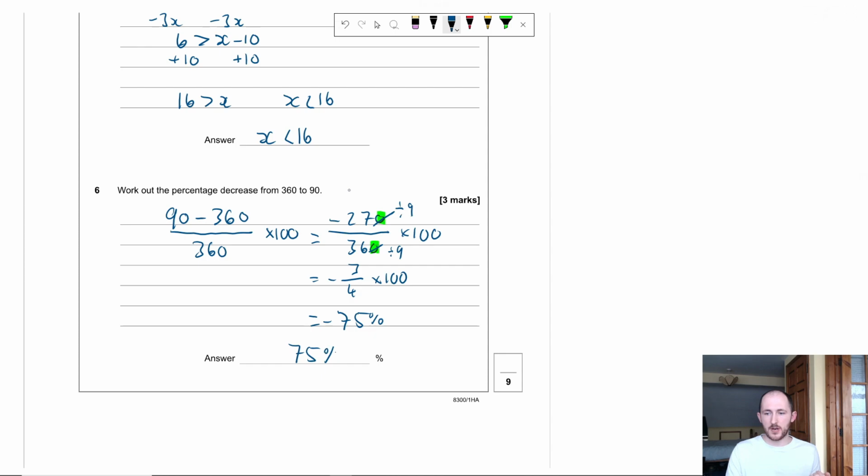If you want another way to change this fraction into a percentage, I personally times by 100. The other way you could do it is just make the bottom equal to 100. So if that's your preferred method, you would have 3 over 4. How do I make that into 100? I times top and bottom by 25, which gives me 75 over 100, which of course is 75%. So it's a 75% decrease.